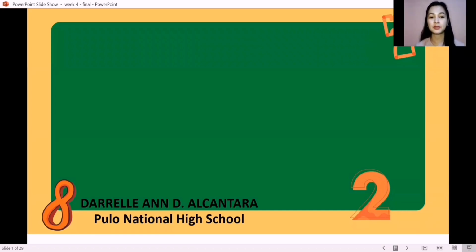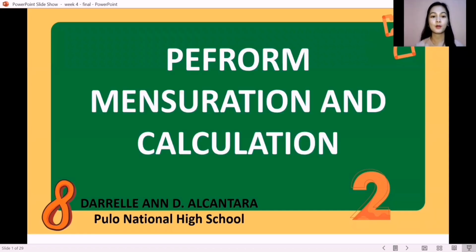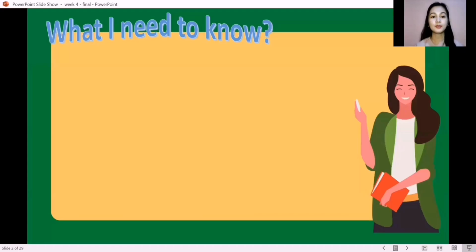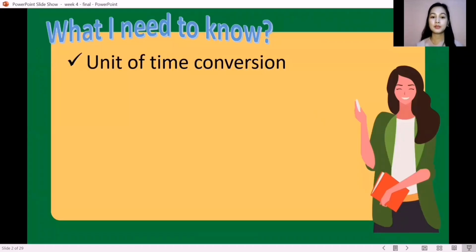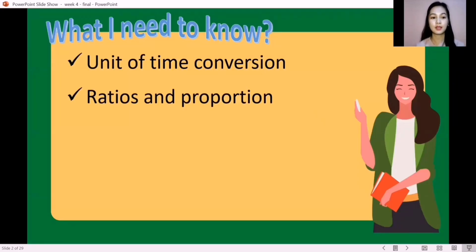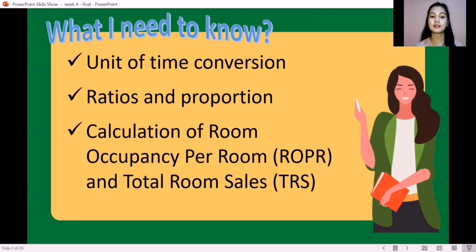We are now on the third competency of front office, which is perform mensuration and calculation. Today, we will learn the unit of time conversion, ratios and proportions, and calculation of room occupancy per room, or the ROPR, and the total room sales, or the TRS.